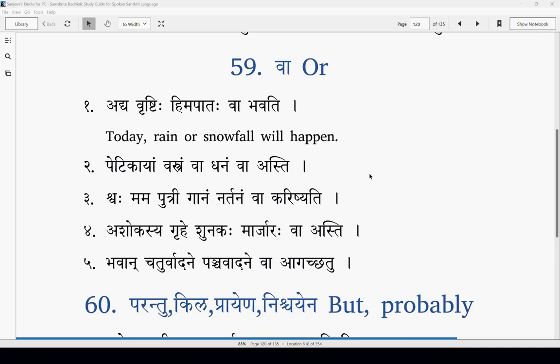If you're asking whether it has to be with two words, no, it can be with more than two words also. Panchavadane, Chaturvadane, Shadvadane, any number of words you can add. Then at the end you can put va. Or you can put the va after every word. Chaturvadane va, Panchavadane va, Shadvadane va, agacchatu. That way also you can put. Va is a bit more flexible than cha.